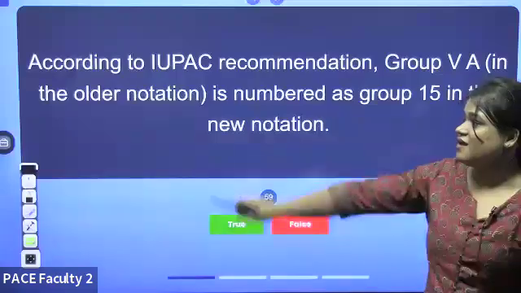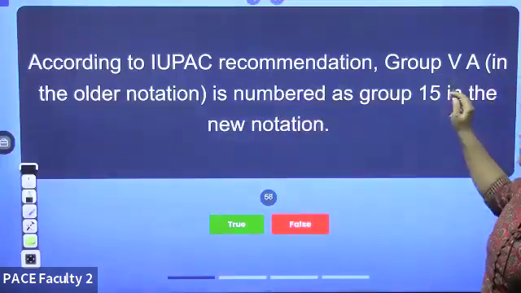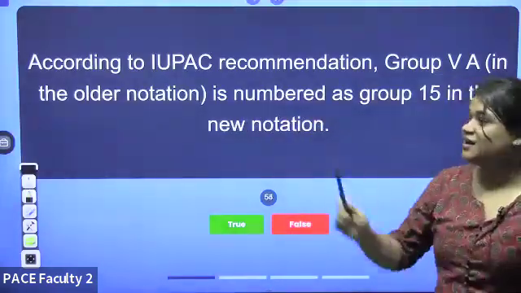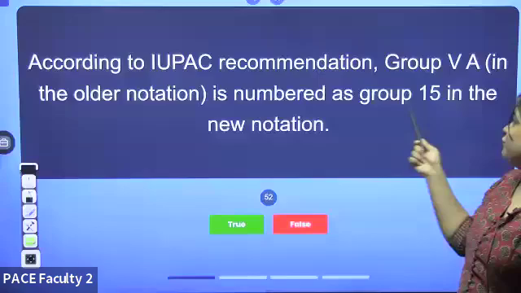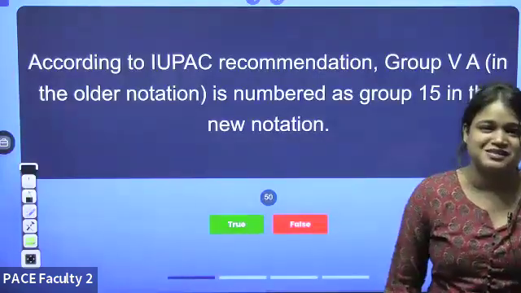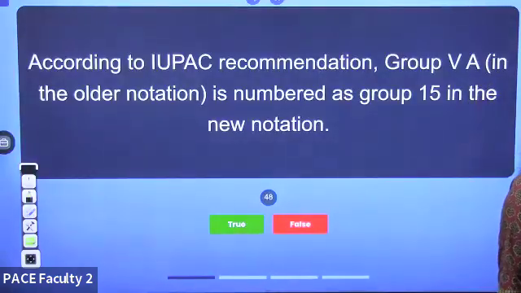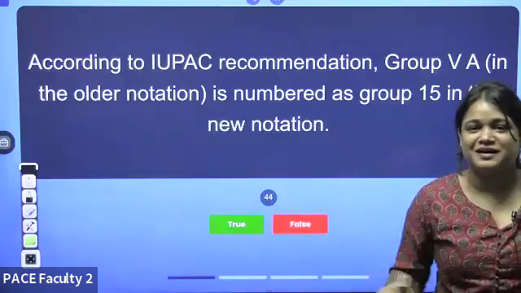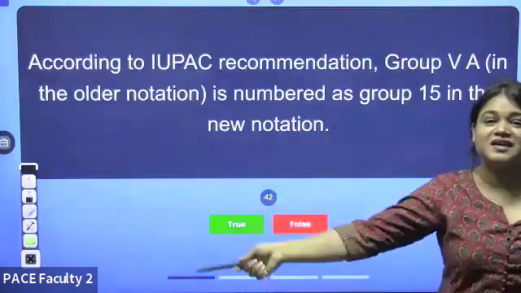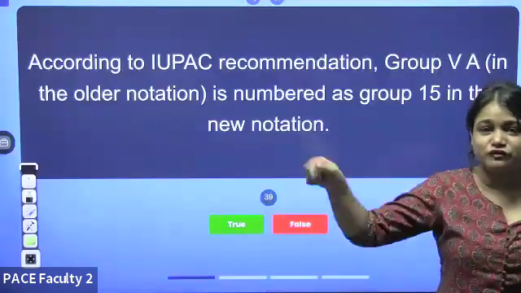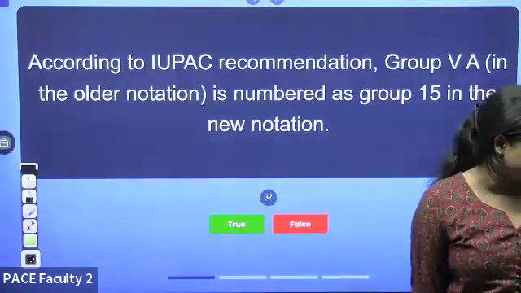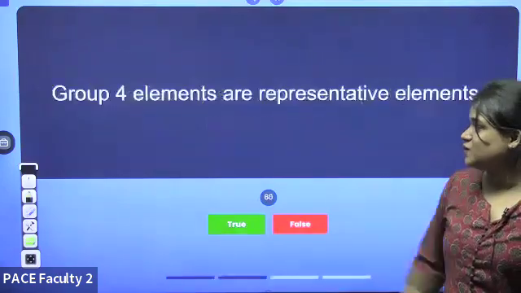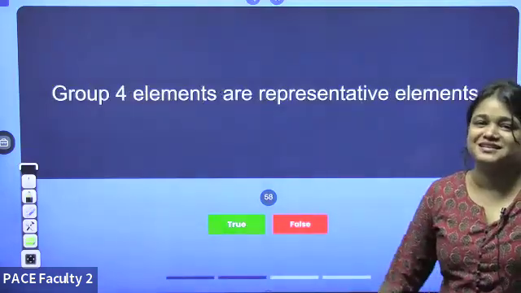Very good. According to IUPAC, group 5A, you won't make a mistake, 5A is numbered as group 15 in the new notation. True or false? True. Yes. Now you won't make that mistake again. Group 5A in the Mendeleev's table is 15 in the modern table. True and false? Very good. I'm going with true. Absolutely correct.